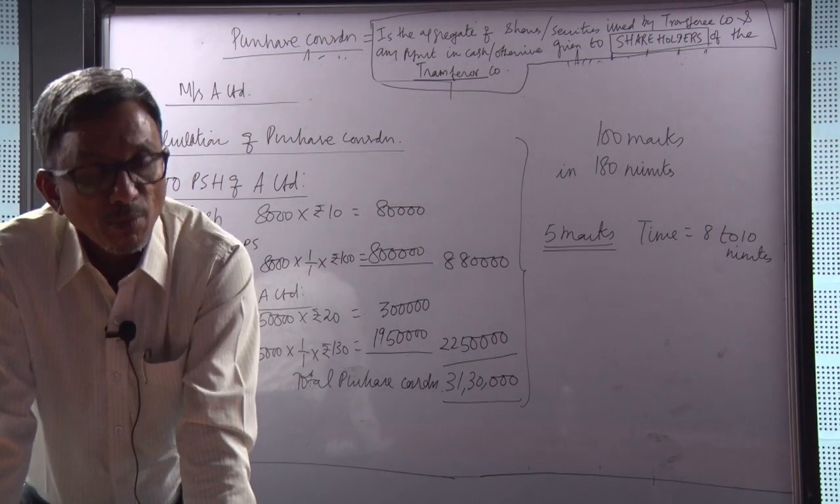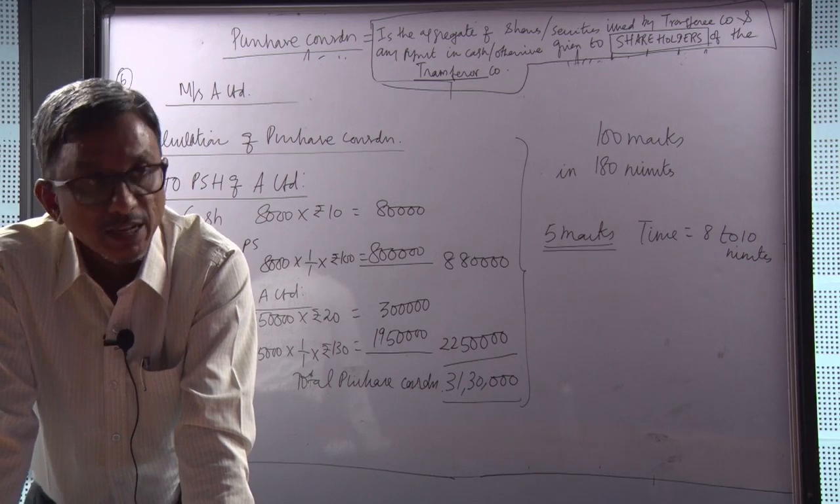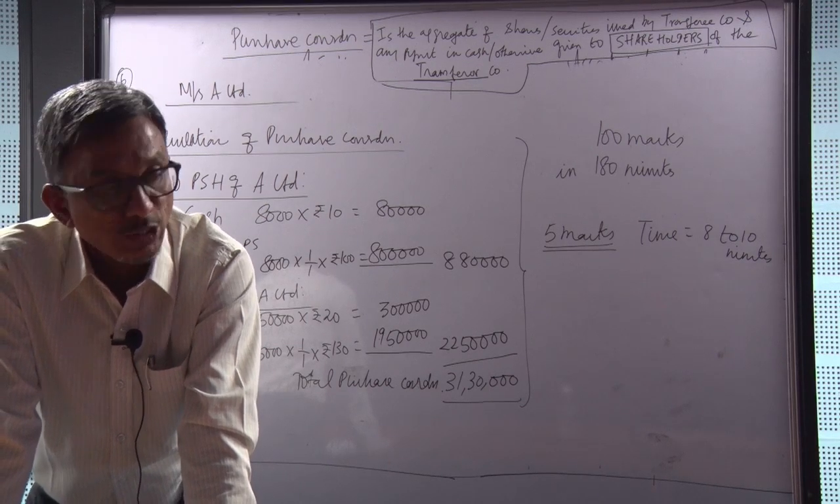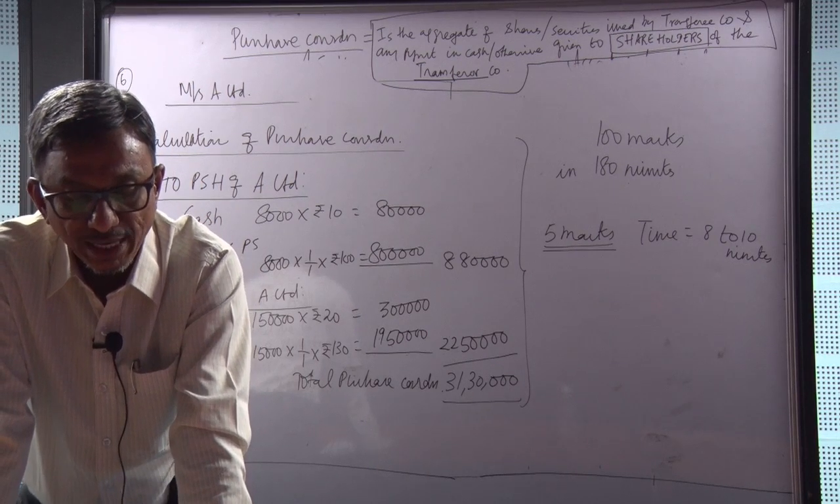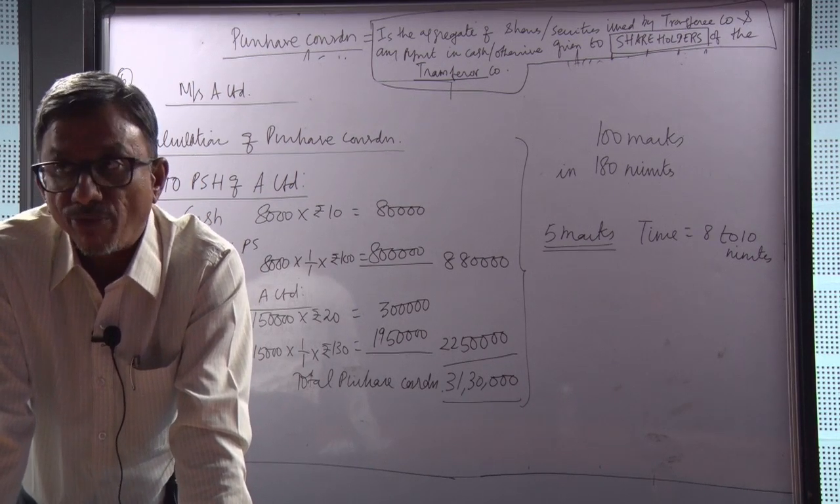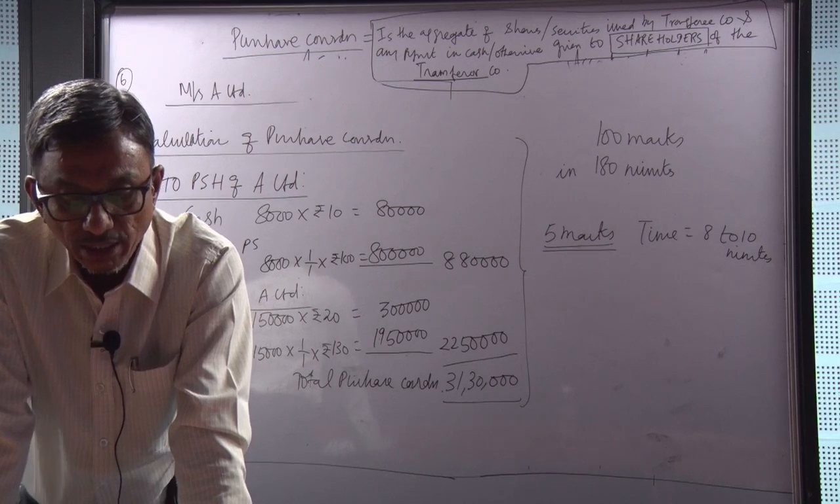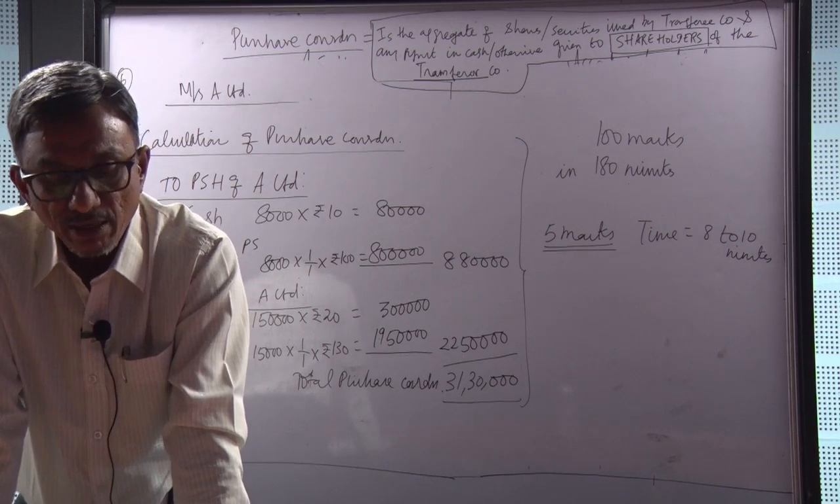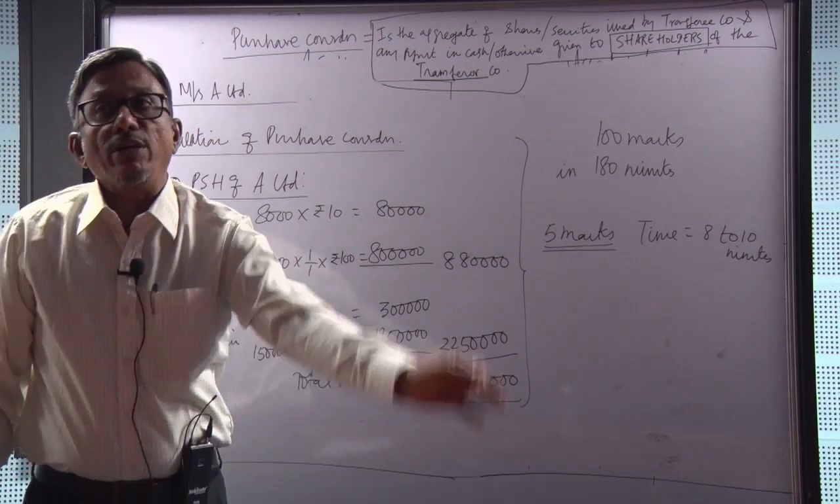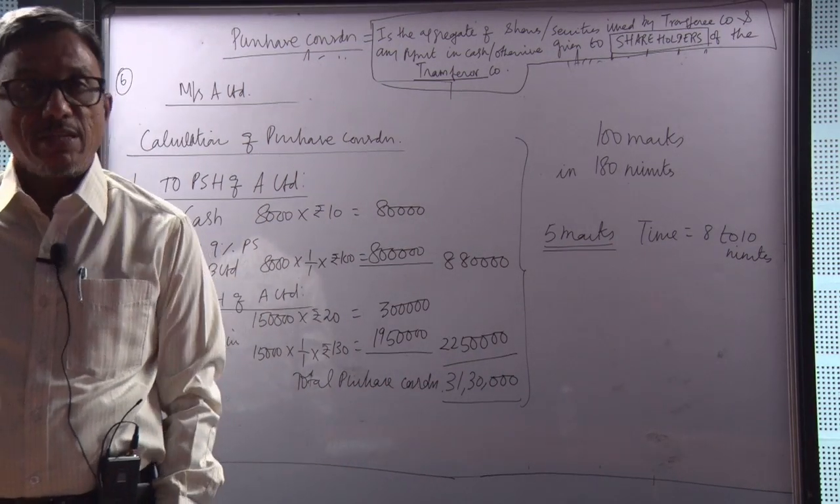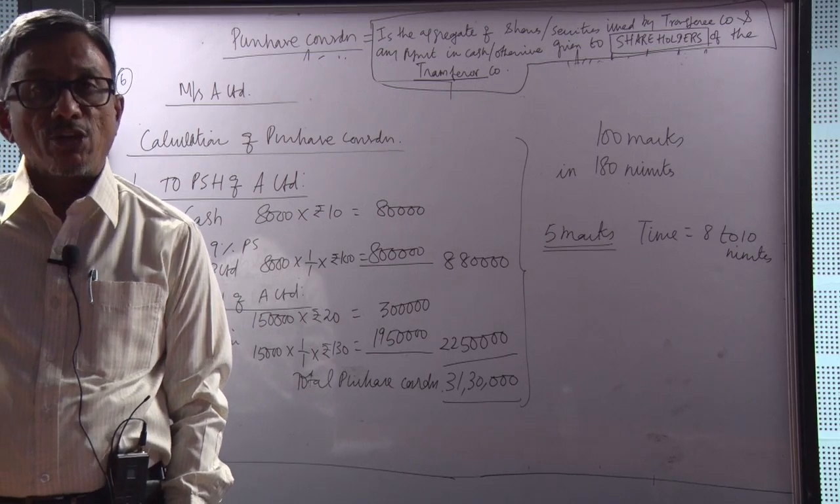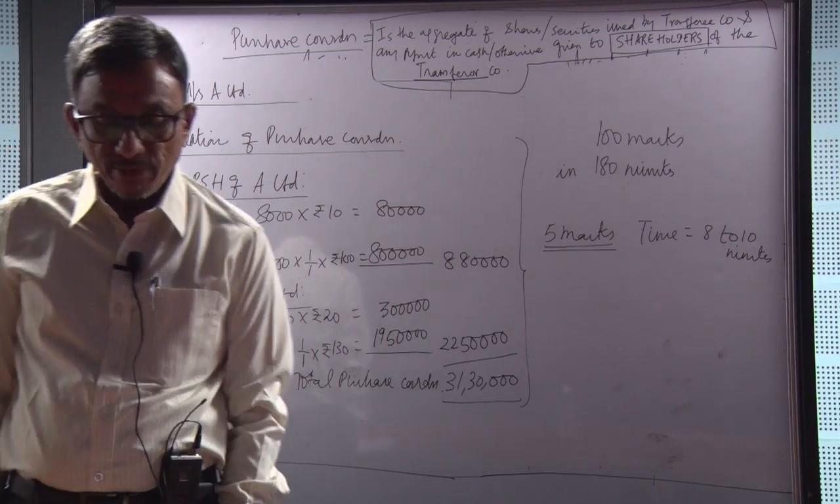So, in this problem, they didn't ask you any journal entry and all. Directly they ask you to prepare the balance sheet. But before that, they want you to calculate the number of equity and preference shares to be paid to A and B. Number 1, before we start doing the problem, first thing we should identify, is it amalgamation in the nature of merger or purchase?